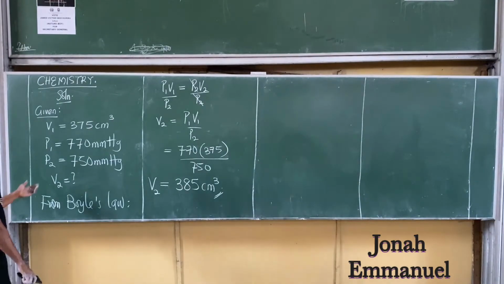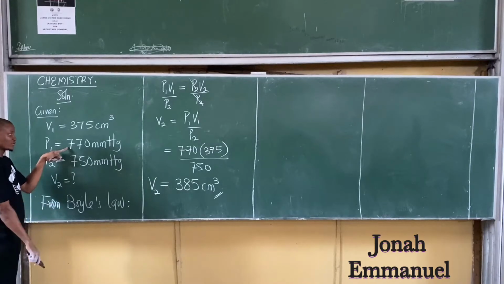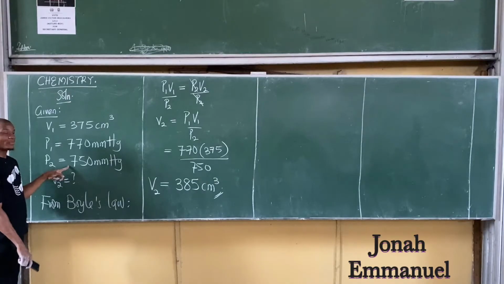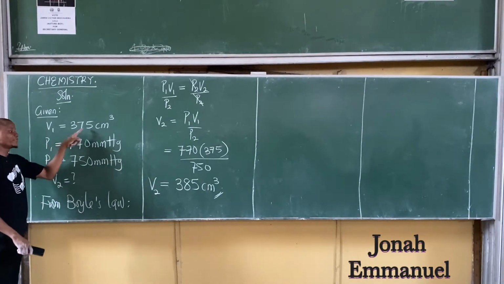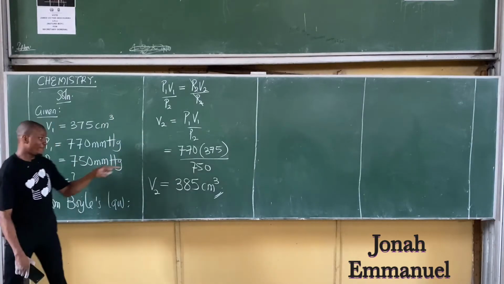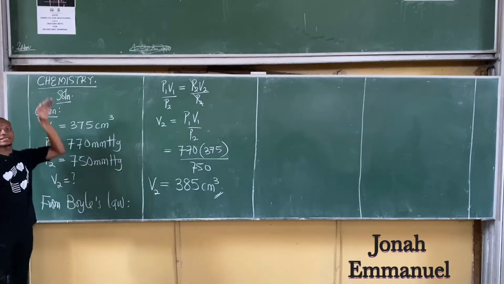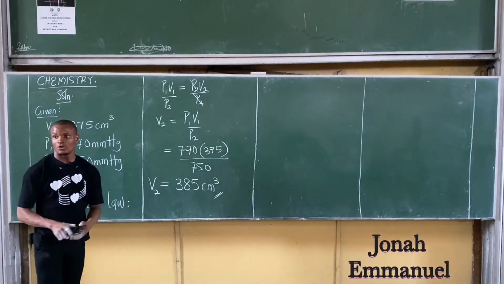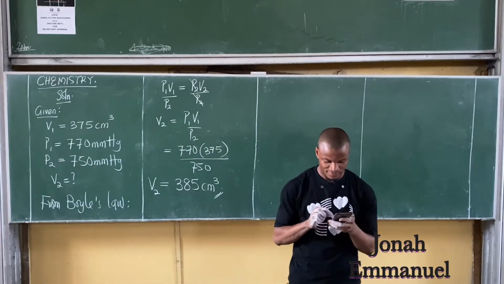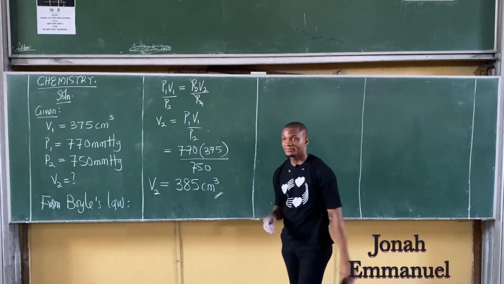So observe, as pressure reduced from 770 to 750, what happens to the volume? It increased from 375 to 385. As pressure is reducing, the value of volume has increased. And that's what is called inverse proportionality. Questions?